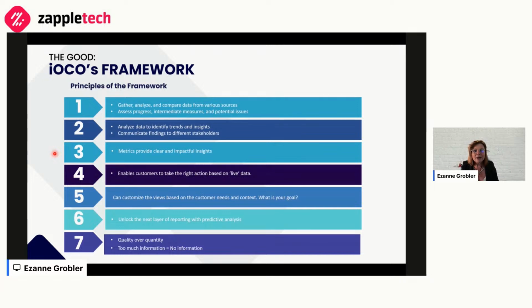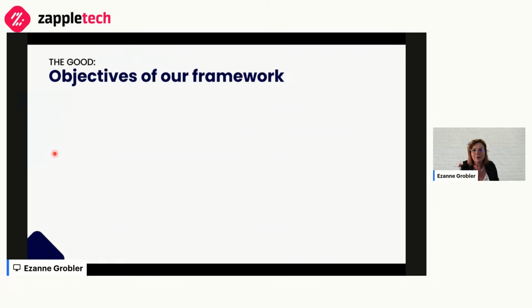Quality over quantity. Instead of having a list as long as my arm in terms of defects or testing metrics, identify those that are really making a difference and have impactful insights, because too much information is as good as no information. We also identified as part of our framework objectives, and there are 12 objectives that we've identified that we need to align to.